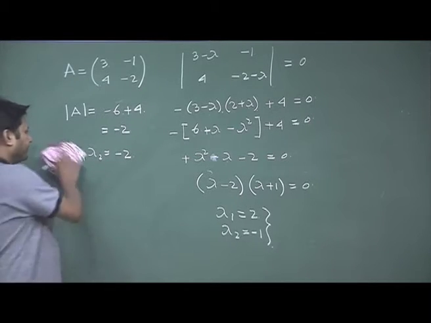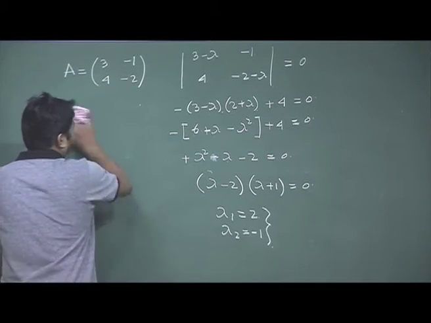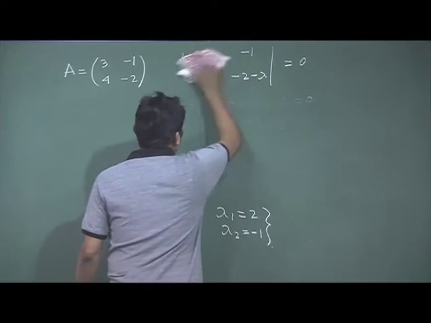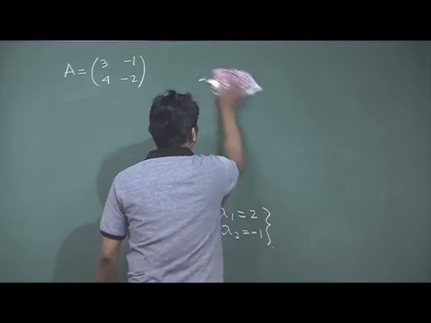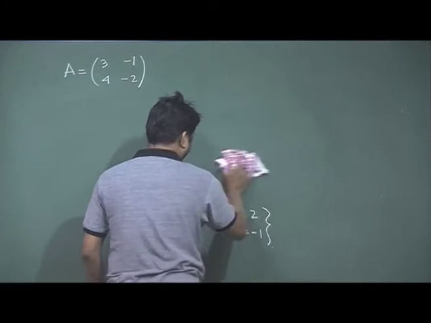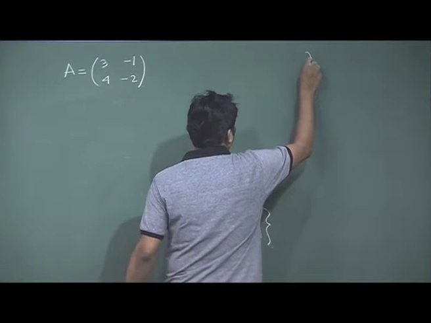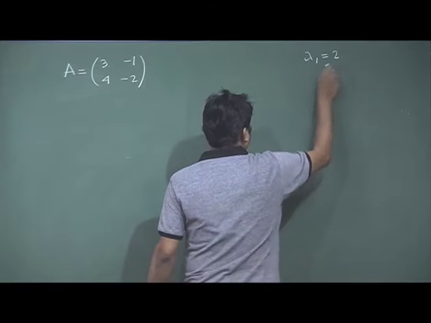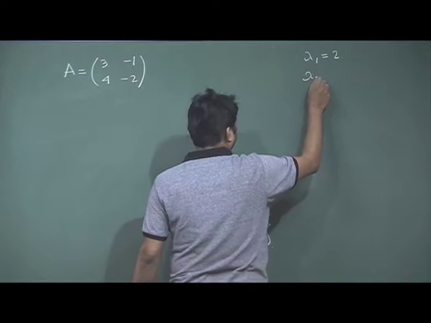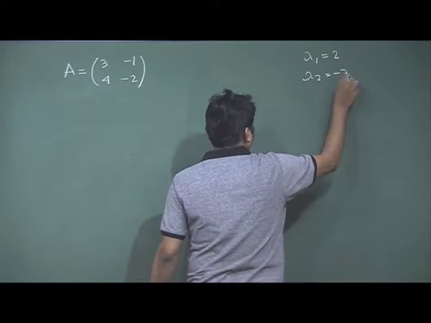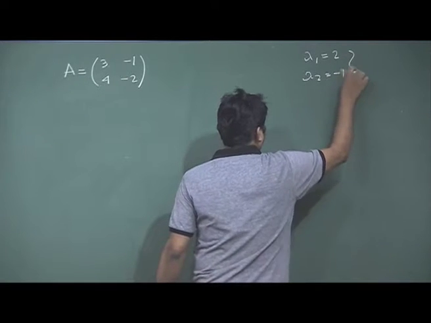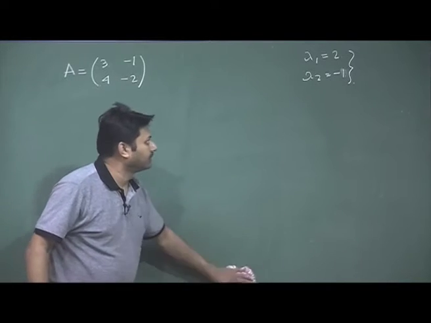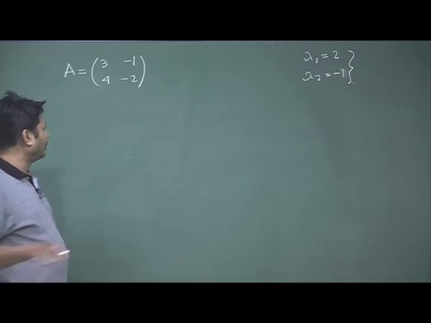Fine. So I can now calculate the eigenvectors, because so far I didn't calculate them, I just mentioned the eigenvalues. So eigenvalues, let me write it here somewhere. Lambda 1 is 2 and lambda 2 is minus 1. Now I am going to find the eigenvectors.